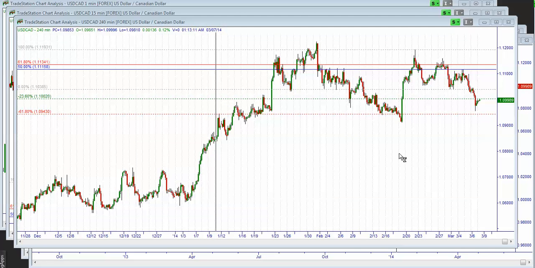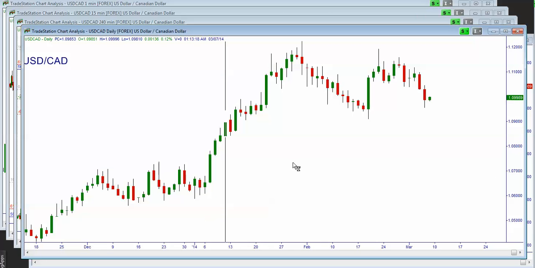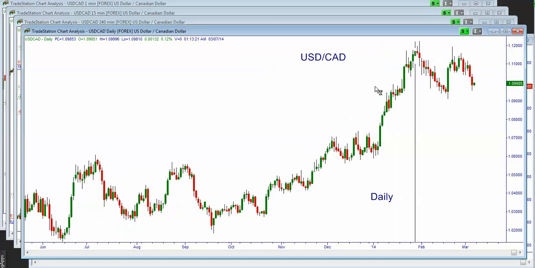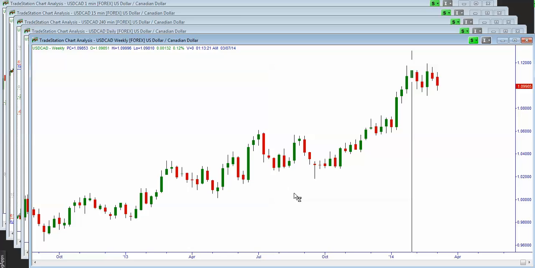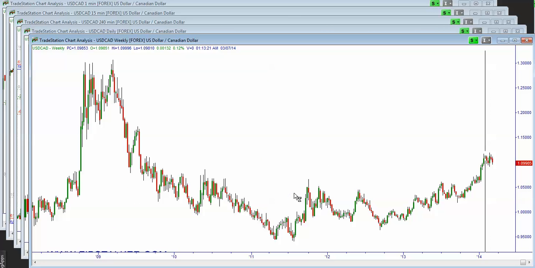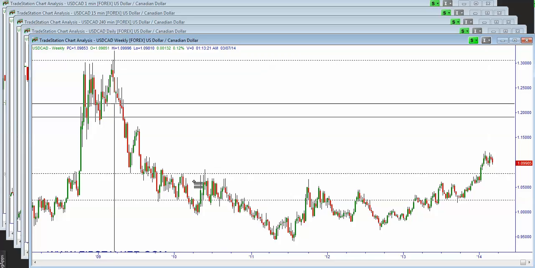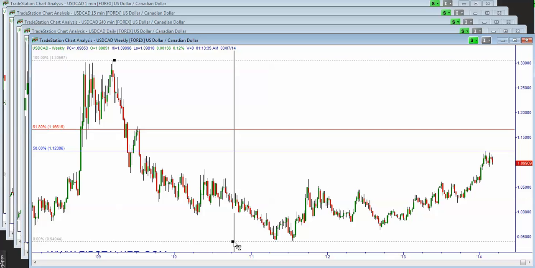The US dollar versus the Canadian dollar, starting from the daily chart, this market has been very interesting lately. On the weekly, we have a large level of resistance which can be identified by tracing lows, highs to lows here, and that came into play.